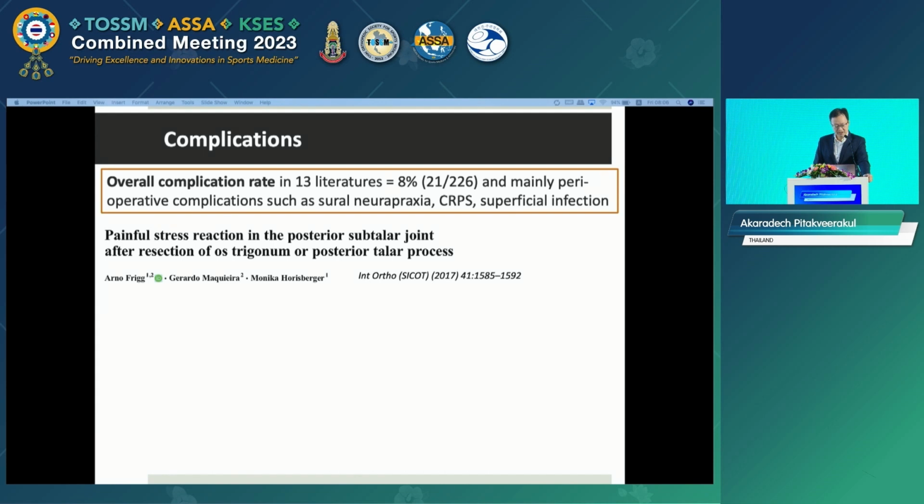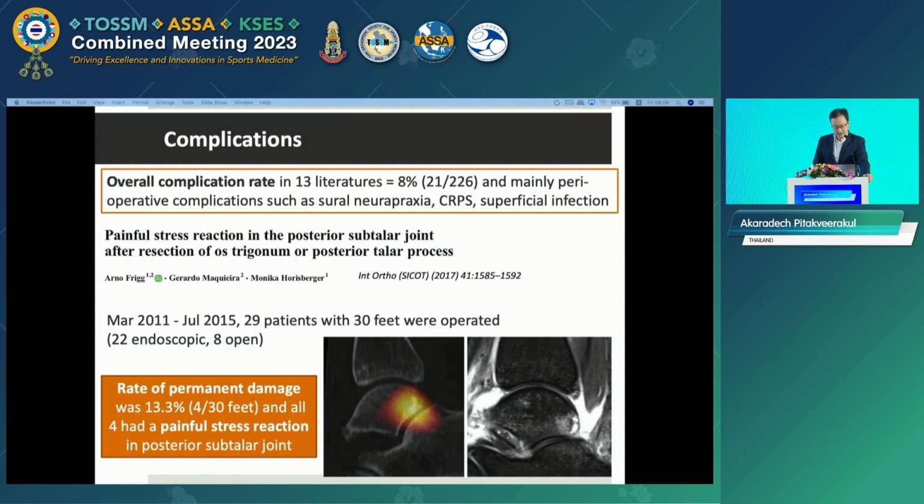It was proposed in International Orthopaedics in 2017 with 30 feet on average. The resection of the os trigonum or posterior talar process had a complication rate with a painful stress reaction of about 13%: patients fell in 30 feet, and all had a painful stress reaction, which may be career ending in an athlete. All patients showed talar edema due to high joint pressure caused by the reduced joint surface after resection.